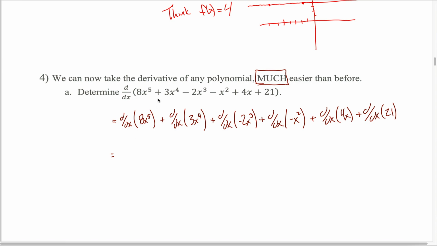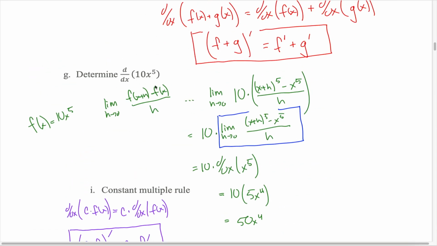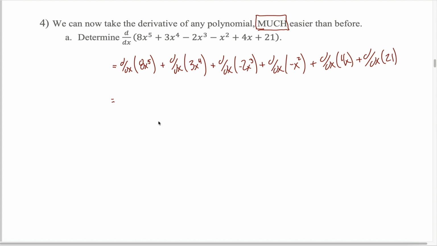The derivative of 8x to the 5th, that's a lot like this derivative of 10x to the 5th that we already did. That's just 8 times the derivative of x to the 5th power. Same logic here. The derivative of 3x to the 4th is just 3 times the derivative of x to the 4th power. The derivative of negative 2x cubed is negative 2 times the derivative of x cubed. So I have plus negative 2 times the derivative of x cubed. Instead of plus and negative, I can write minus. So I got minus 2 times the derivative of x cubed.